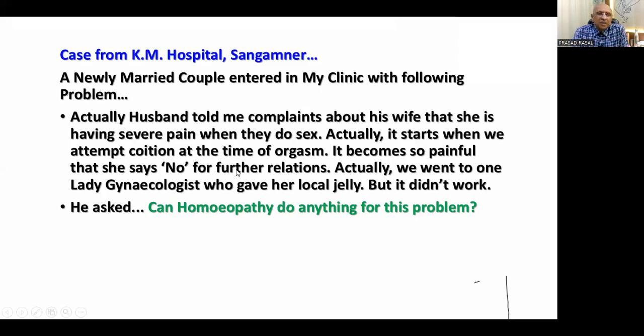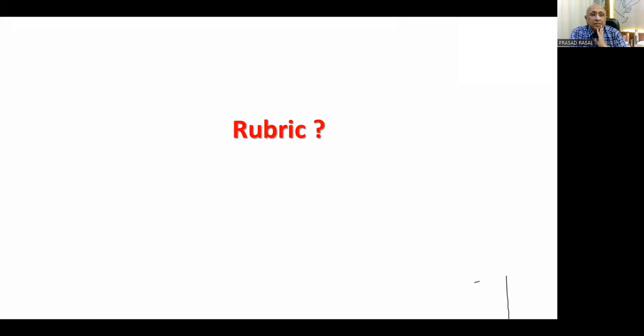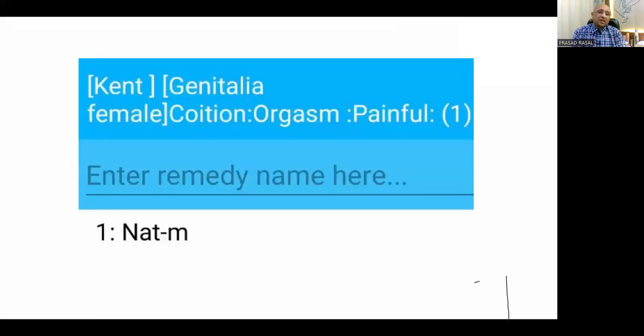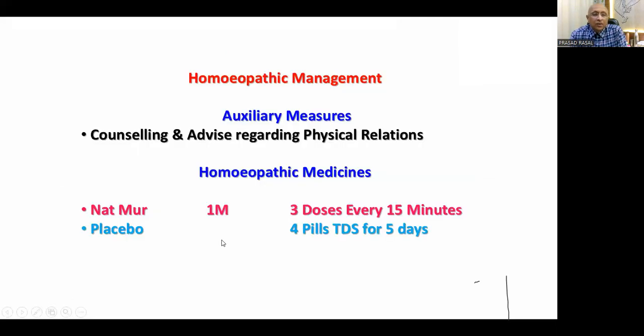So, the case was very important. The case is given over there by her husband. She never talked anything, but she had such a problem. So, what is the rubric? Kent's repertory gives the answer. Genitalia, coition, orgasm, painful. Only remedy, single remedy mentioned, natrum muriaticum. So, I have given natrum muriaticum 1M. I have done the counseling and advice regarding the physical relations, because this is too important.